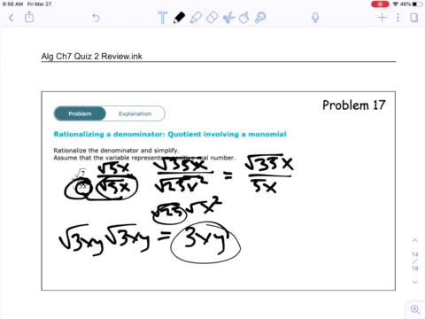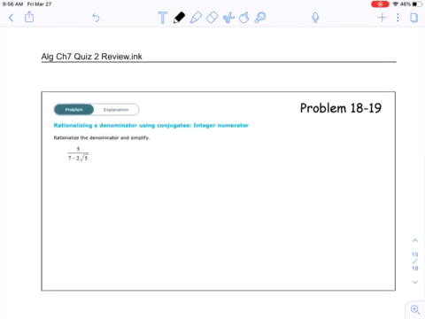Okay, I'm going to erase that. That's confusing. So your final answer is square root of 35x over 5x. We don't have a radical in the denominator anymore, and we're all good to go. All right, next problem.